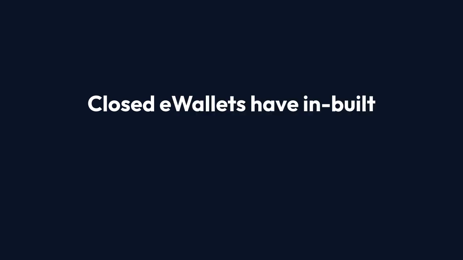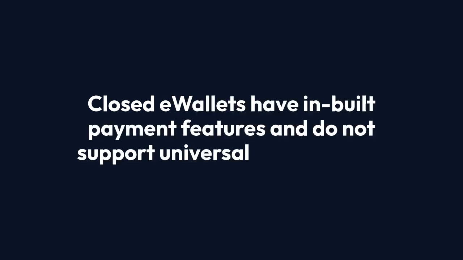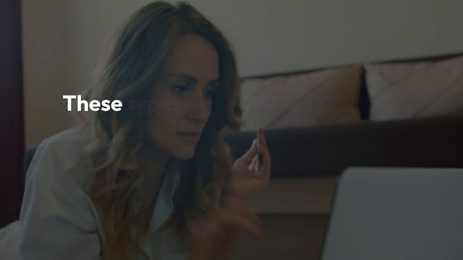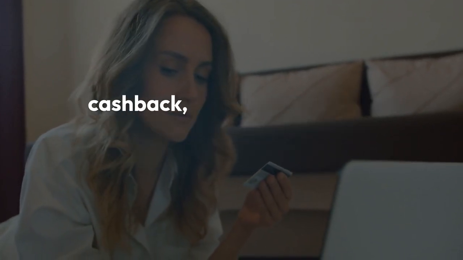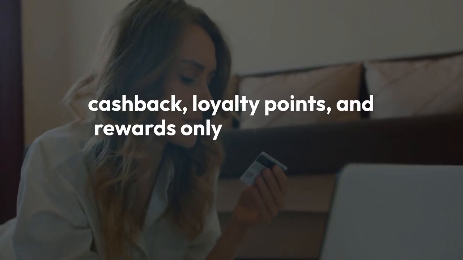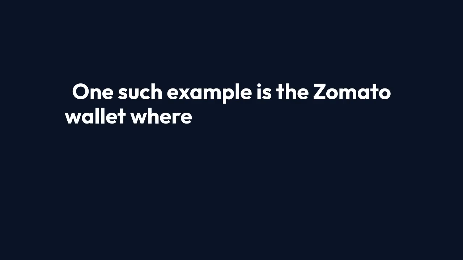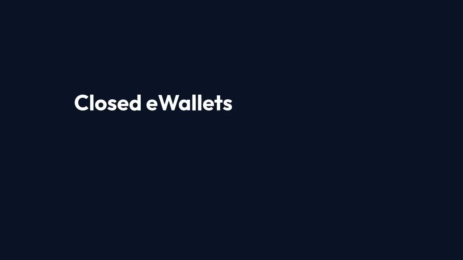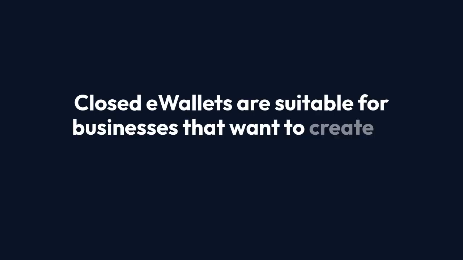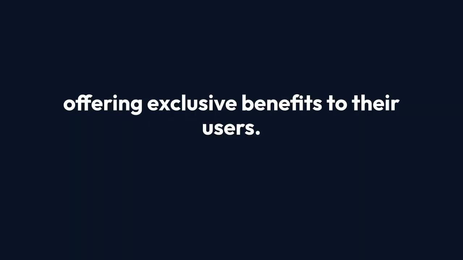Closed e-wallets have inbuilt payment features and do not support universal transactions. These types of wallet applications have been in the market for a long time, and they share cashback, loyalty points, and rewards only within the app wallet. One such example is the Zomato wallet, where all the cashback and rewards are added in the app wallet only. Closed e-wallets are suitable for businesses that want to create a closed-loop payment system, offering exclusive benefits to their users.